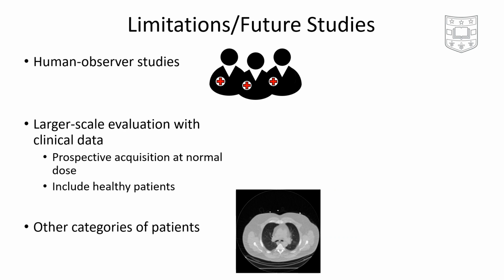Some limitations of our work and future studies to be conducted include those with human observers rather than numerical observers. And we could also look at a larger scale evaluation with clinical data, such as prospective acquisition at normal dose, or one that included healthy patients as well. And finally, we could also look at other categories of patients, such as those with large body habitus that are male, as represented by this sample CT image.